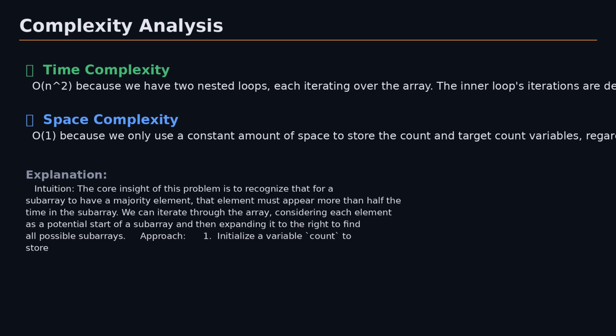Now, let's talk about the time and space complexity of this solution. The time complexity is O(n squared), because we have 2 nested loops, each iterating over the array. The space complexity is O(1), because we only use a constant amount of space to store the count and target count variables, regardless of the input size.